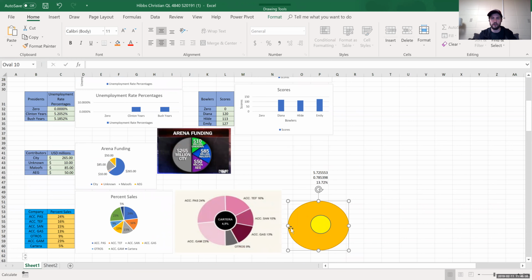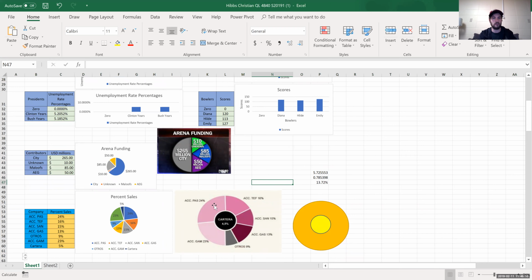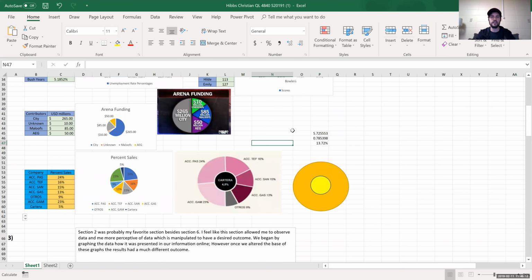This shape keeps changing on me every time I open up on a different computer, but we were able to make these shapes using this graph. This section definitely taught me how to be more perceptive of information and data given to me. People can manipulate data to show a desired outcome, and it might not be true. So definitely be more perceptive of that, because you never know, you might just change one part of the graphing or the data and realize that the outcome is really not as it's aesthetically shown to the eye.